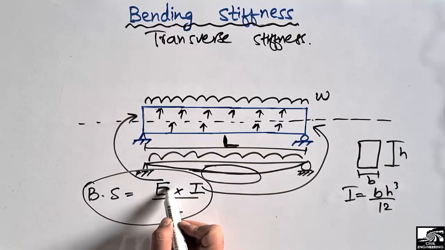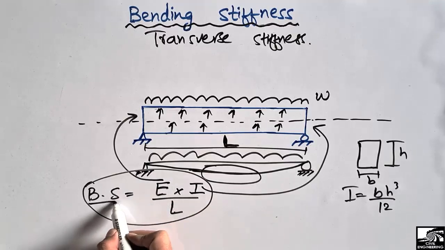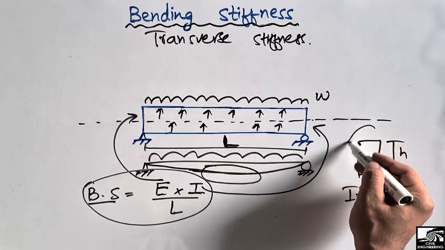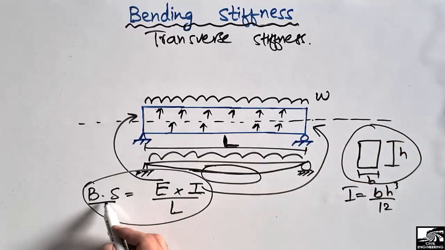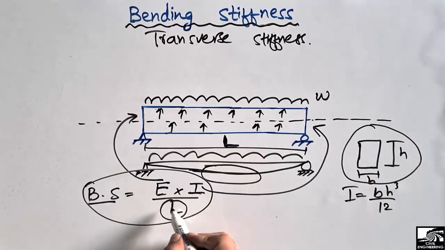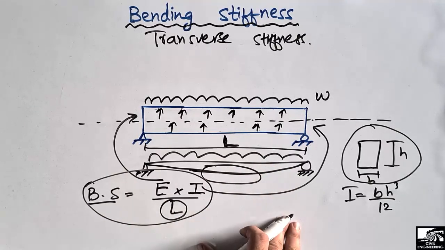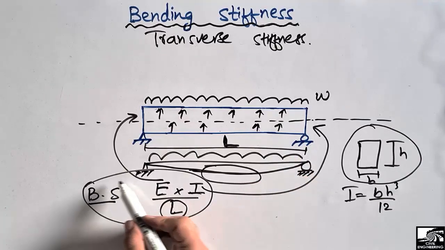The higher the elasticity of the material, the higher will be the bending stiffness of this beam. The higher the moment of inertia, the higher the cross section used, so the higher will be the bending stiffness. And the shorter the length of the beam, the higher will be the bending stiffness of this beam. Hope you guys understand what the bending stiffness is and on which factors it depends.